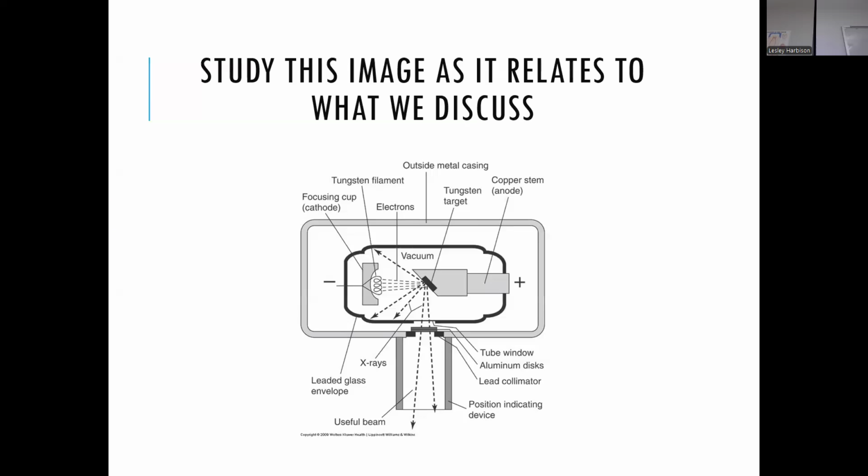Embedded in the copper stem, all the way at the end, that little rectangle that's slanted, that's the tungsten target. So again, it's made out of tungsten metal, and it's the target. It's what the focusing cup is trying to get all those electrons to fly over and hit to generate X-rays.